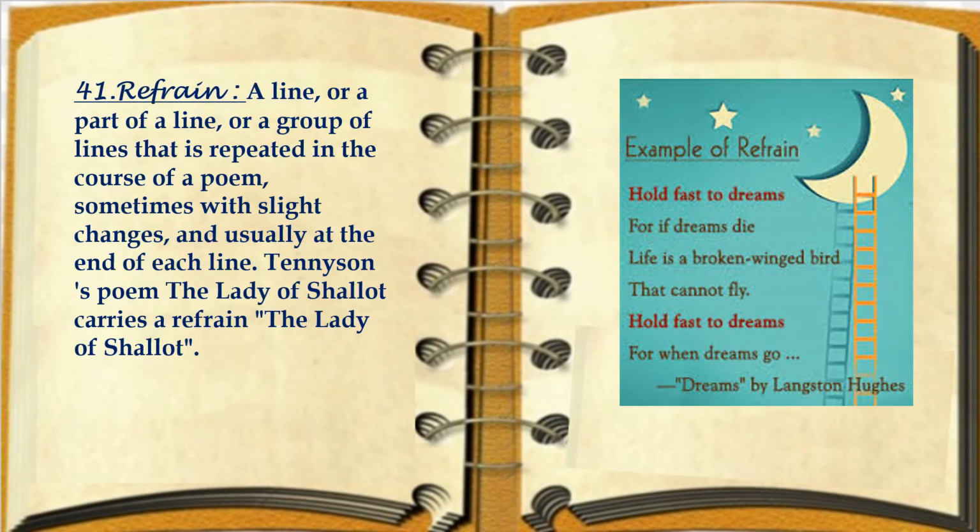Refrain means a line or a part of a line or a group of lines is repeated in the course of the poem. Sometimes it is done with a slight change, and usually it is done at the end of each stanza. Tennyson's poem The Lady of Shalott carries a refrain, the line The Lady of Shalott, in the continuous stanzas of the poem. This is done for poetic effect, and that is called refrain, where a line is repeated for poetic effect.